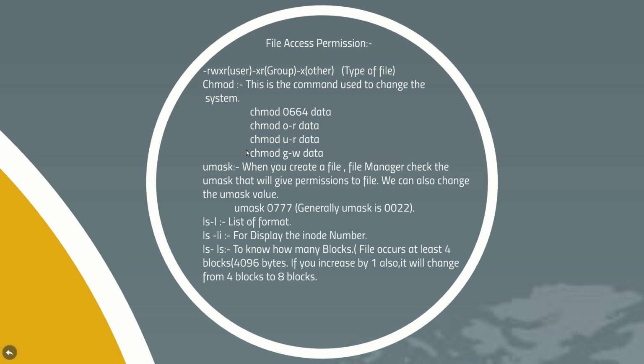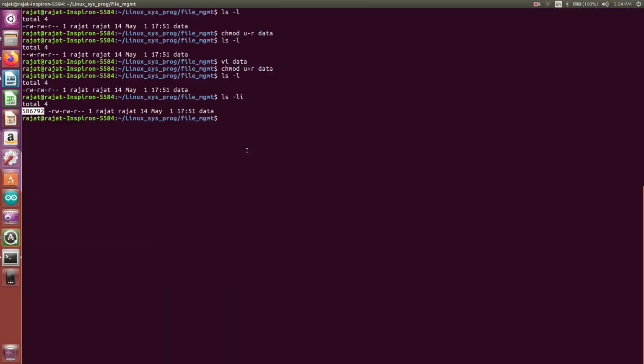ls -ls shows how many blocks there are. A file occupies at least 4 blocks, which is approximately 4096 bytes. If you increase it by even 1 byte, it will change from 4 blocks to 8 blocks. You can try it out on your system by writing a file with 4096 bytes, then adding 1 more character, and you will see the blocks increase from 4 to 8.